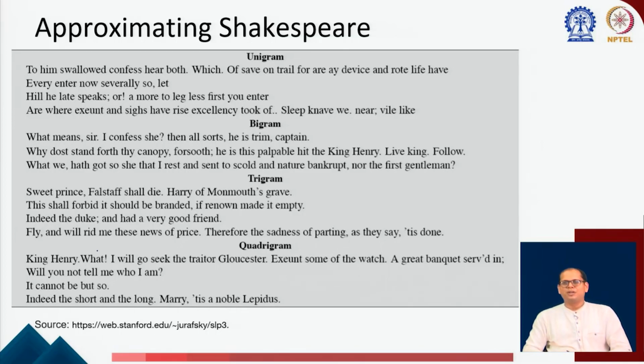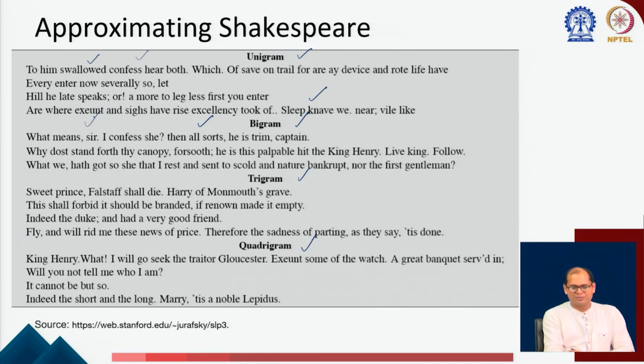Yeah, so this is an example of approximating Shakespeare. You take the entire Shakespeare data and learn these language models, unigram, bigram, trigram, quadgram, and you try to see what generation comes out. They would actually emit words from the vocabulary of Shakespeare. Even for unigram, you will see the kind of words that were used, "Excellency" and "knave", interesting words. But just the words, the phrases do not make much sense.